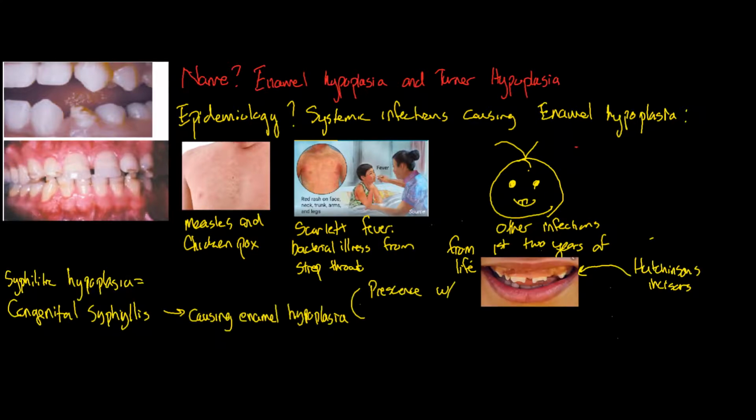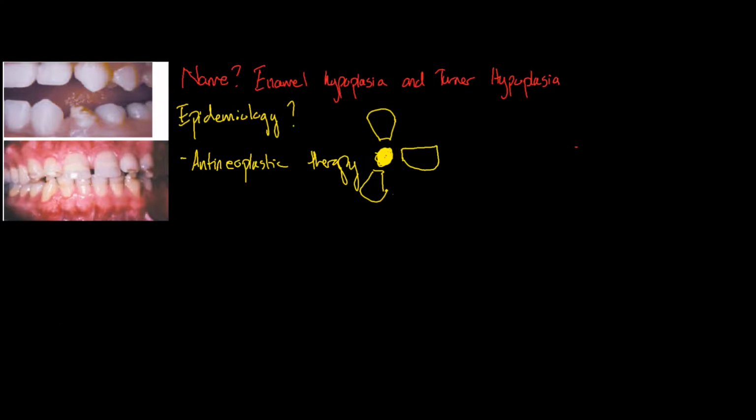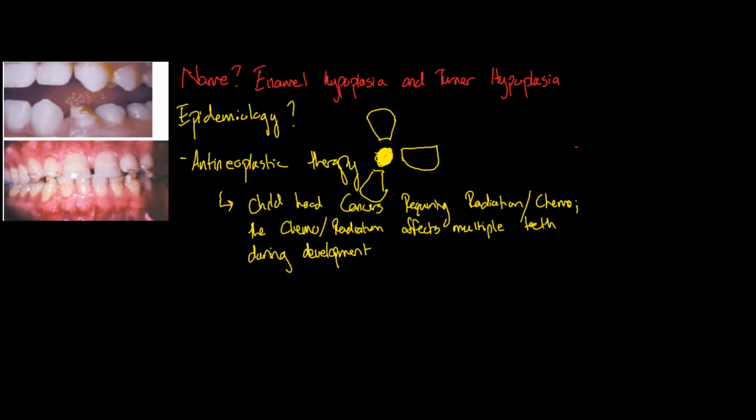So here we can see another thing called syphilitic hypoplasia, as well as congenital syphilis. It causes enamel hypoplasia. So we have what's called Hutchinson's incisors and mulberry molars. So it's important to know that they are associated with those. It is also associated with anti-neoplastic therapy, which is radiation therapy, and childhood caries requiring radiation and chemotherapy.